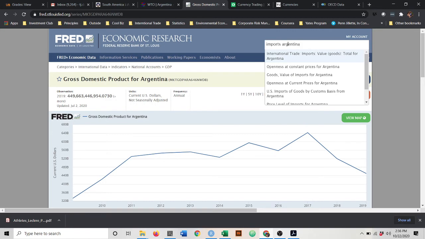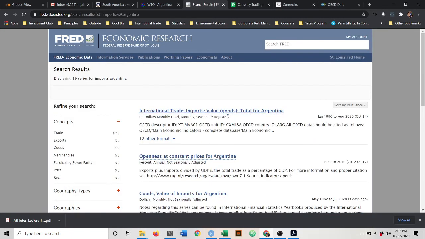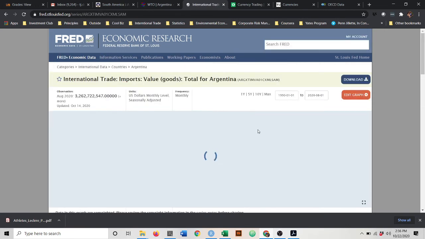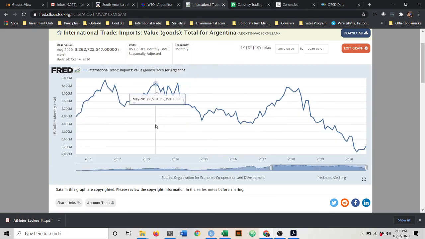Imports for Argentina. This looks pretty good to me. And it gives you a nice graph. We can kind of see. Now this is kind of interesting. If you're doing Argentina, we would need to explain what's happening. Why is this happening recently with imports? What's going on? It might be some kind of political issue that's happening in the country. And so trying to explain this.